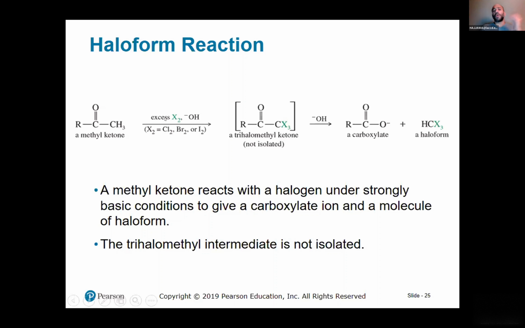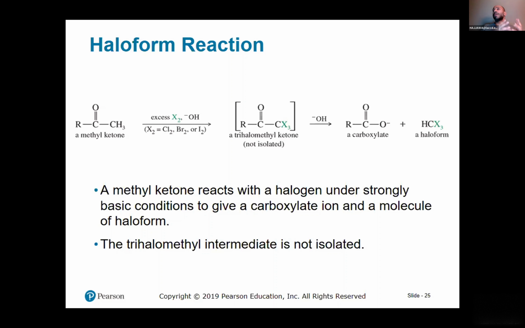How it happens: you have excess of the halogen and excess of the hydroxide. So you end up basically deprotonating the first one, then doing halogenation, deprotonating the second, doing a halogenation, deprotonating the third, making a halogenation. So you end up making a CX3, X being a Cl or a Br or an I. So in the case of Cl2, you have the chloroform test or the chloroform reaction. In the case of Br2, it's bromoform.